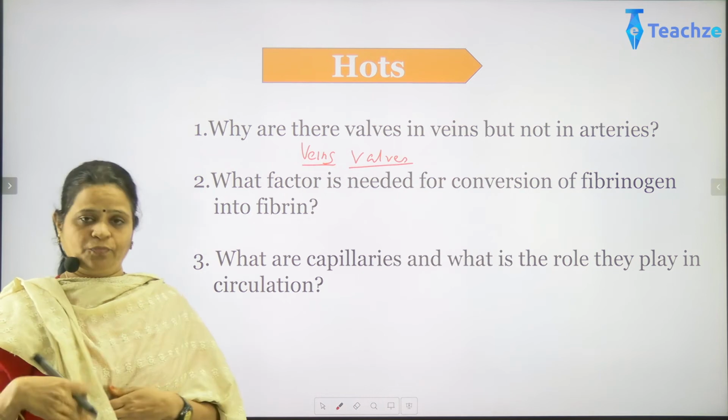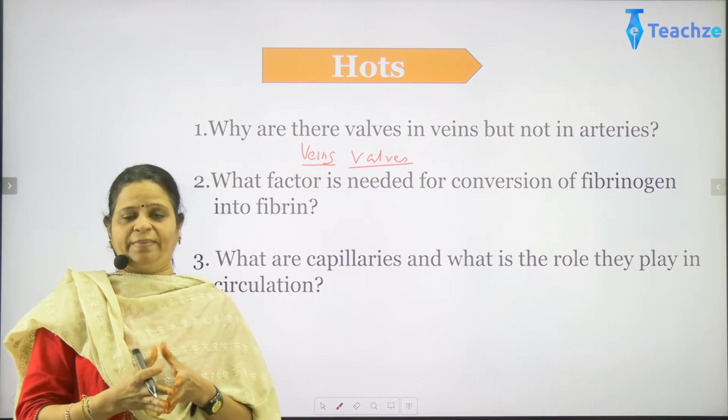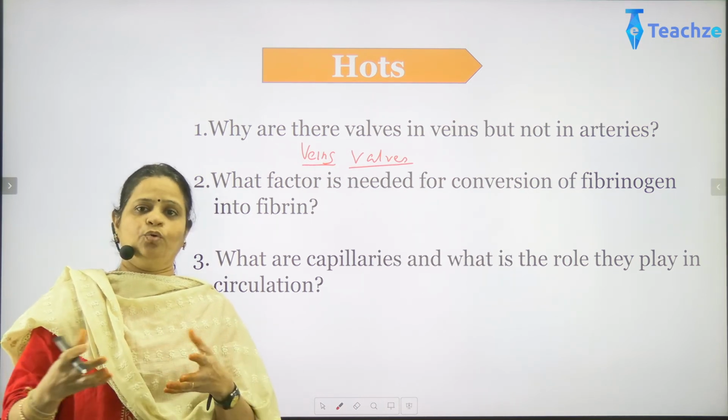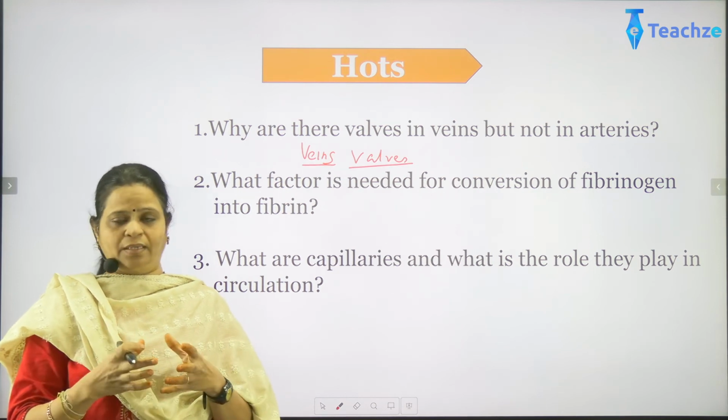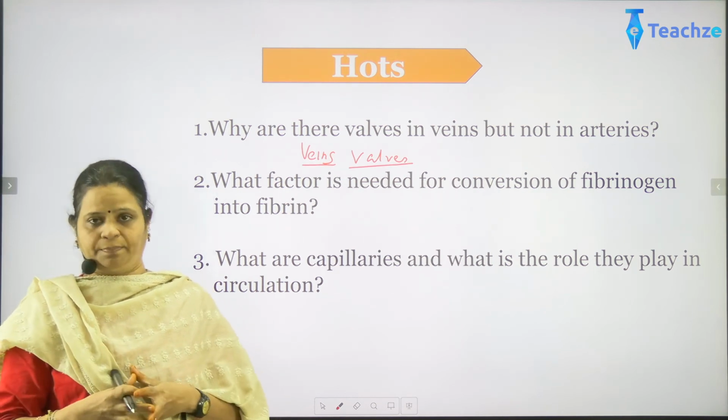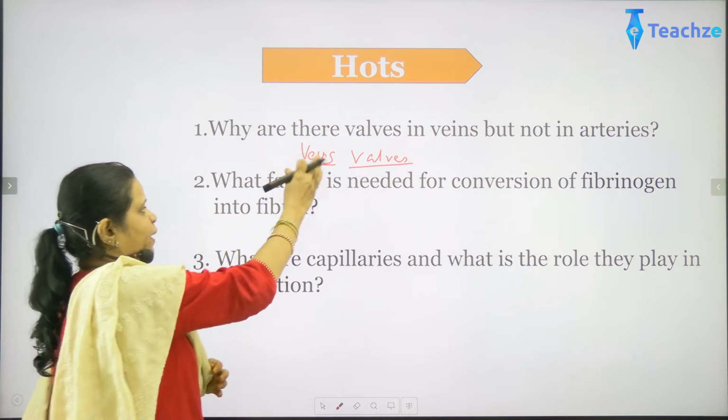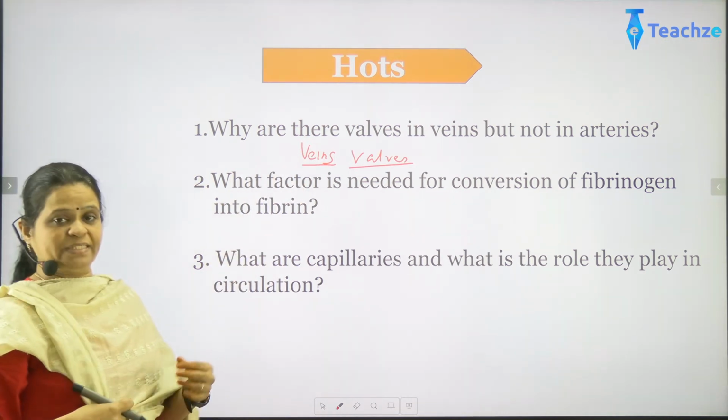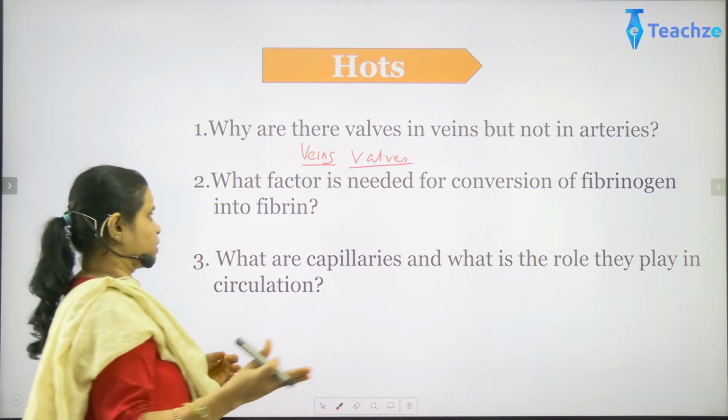Because you cannot have backflow of blood, and you all know veins carry impure blood. So it cannot go and join that artery, so that mixing of blood happens at that particular place. So veins always come with valves. It is toxic also.